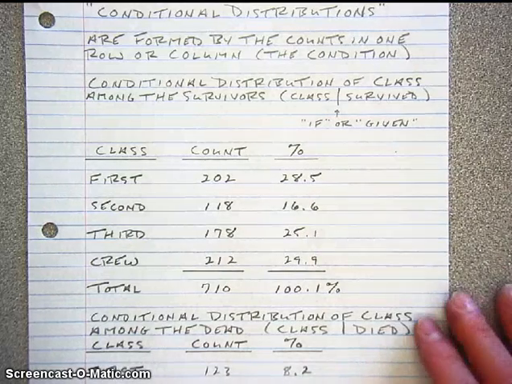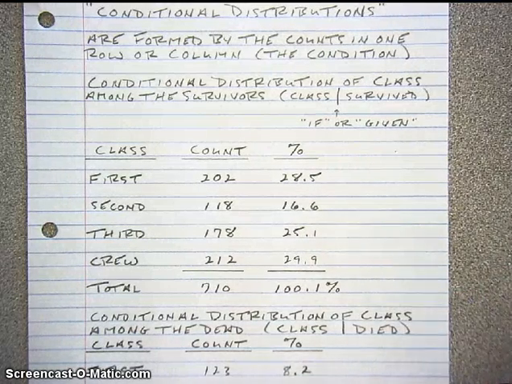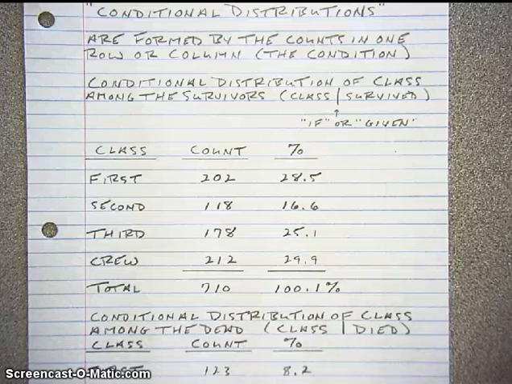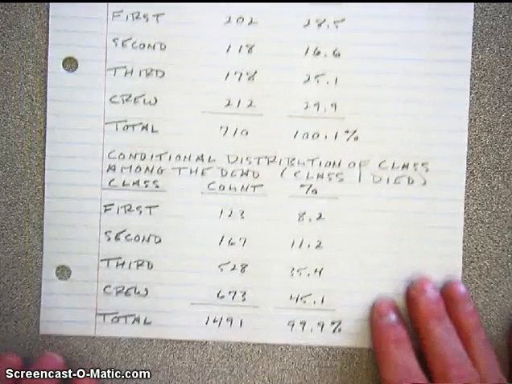That's all it is. Now we can do the same thing with the column of people who didn't survive, and we can get a conditional distribution.